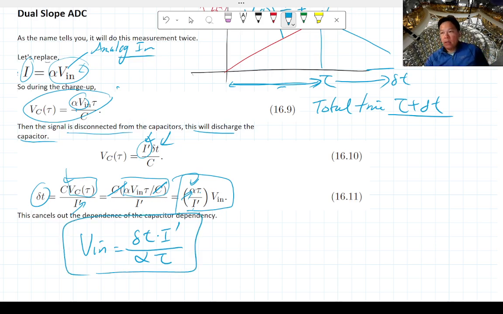All right. That's it for this lecture. So next one, I'm going to show you how we actually run a successive approximation ADC on a breadboard. And then the third lecture is going to be on how we do that on FPGA instead. Okay, thanks.